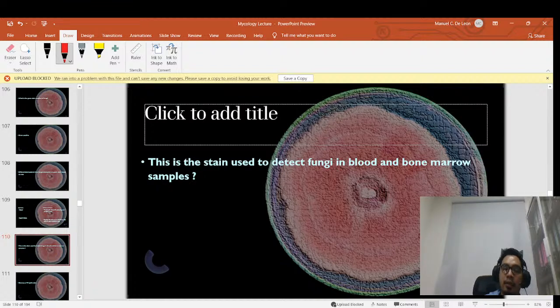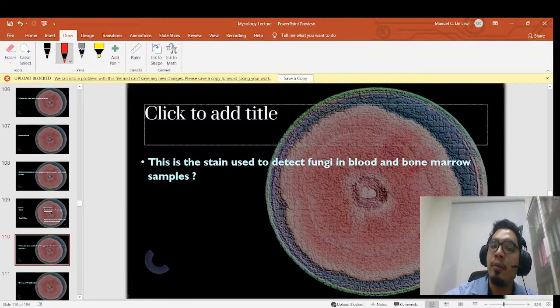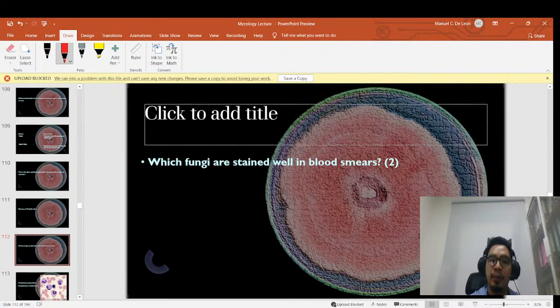Okay. Next, we move on to the stain used for detecting fungi in the blood and the bone marrow samples. This one is another one that we can use in hematology. So what are the common stains that we have there in hematology? We have Giemsa stain and Wright stain. Both of these are your Romanowsky stains, and they are multi-staining methods.